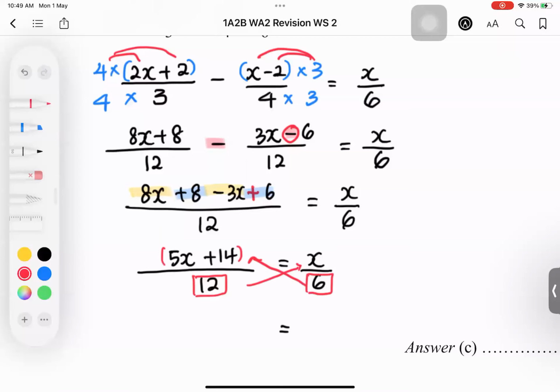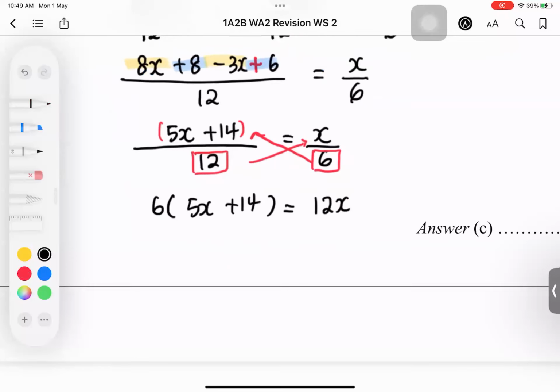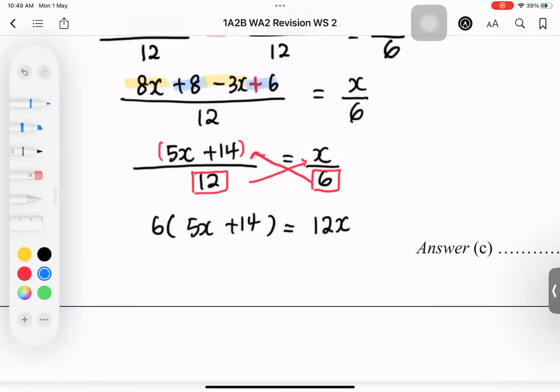We're going to multiply all this. So cross multiplication, 12 times x will be 12x. 6 times the whole of 5x plus 14. Let me ask the next person. Nicholas, can you expand this for me? 30x plus 84. Okay, equals 12x.